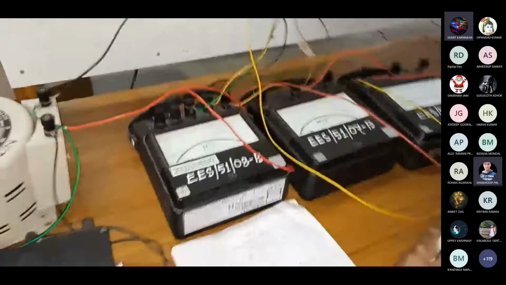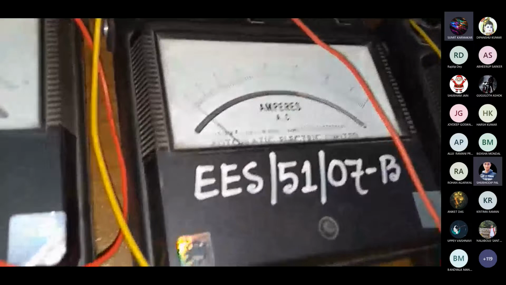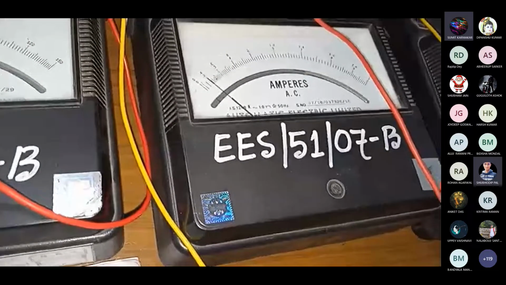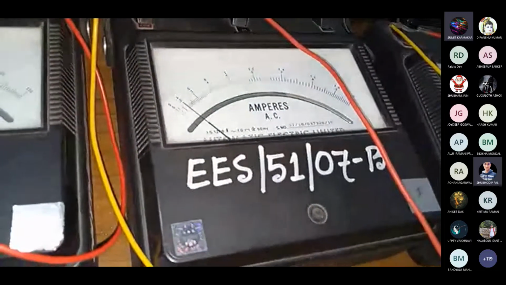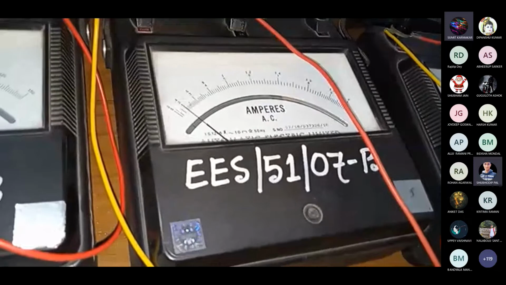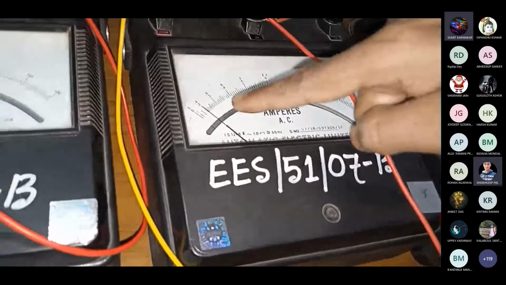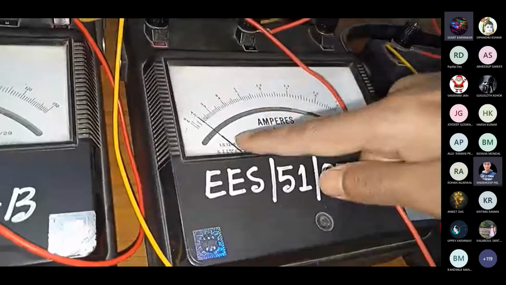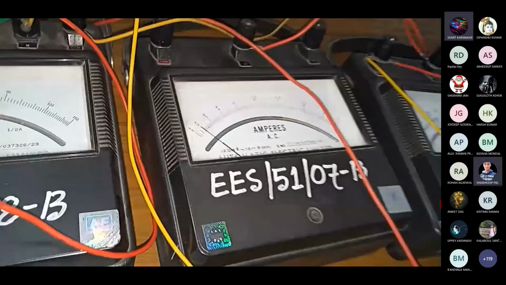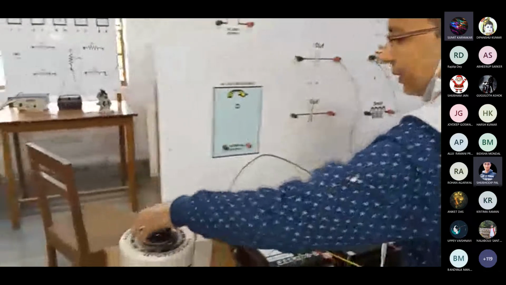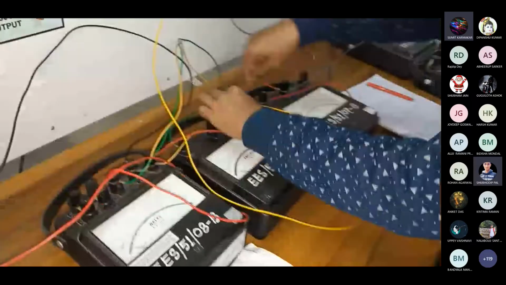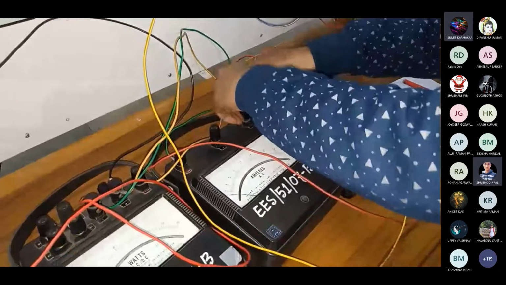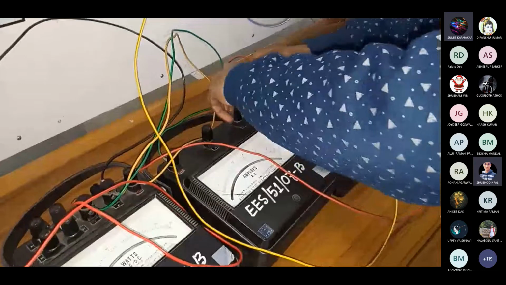Now look at the current. The current division is 0.2, 0.3, 0.4. The current is coming over here. So in order to get the current, we have to connect in the lower scale. So let us do that. Let us switch it off. Since we are unable to proceed like this, let us connect it at the 1 ampere scale rather. So let me again do these things.